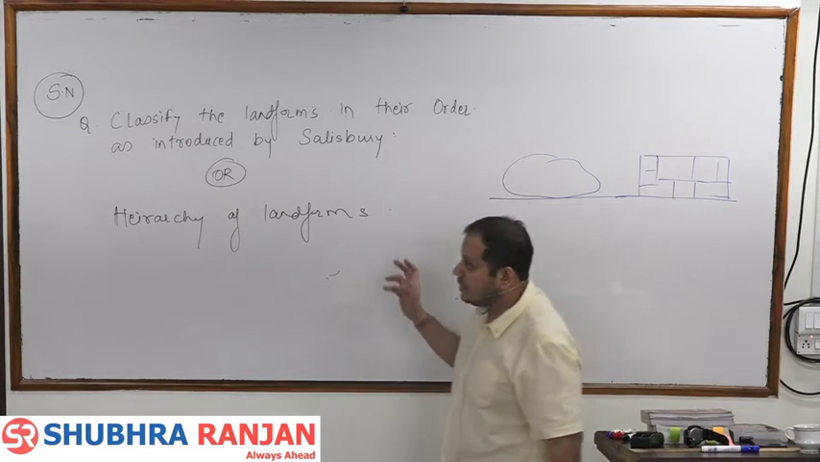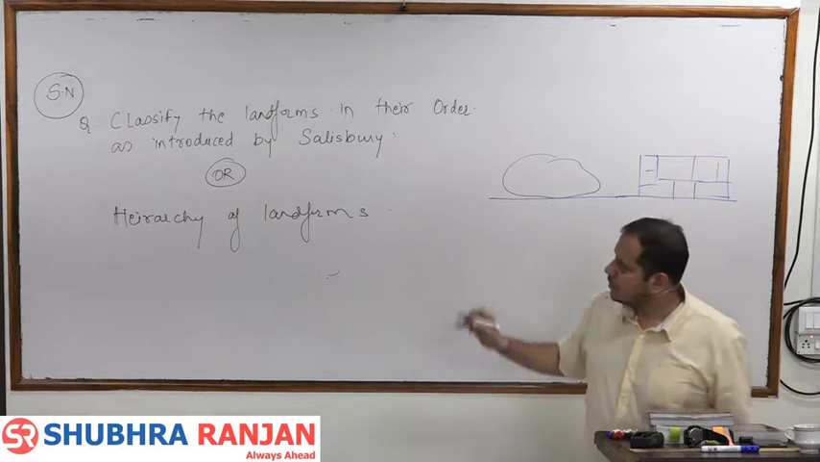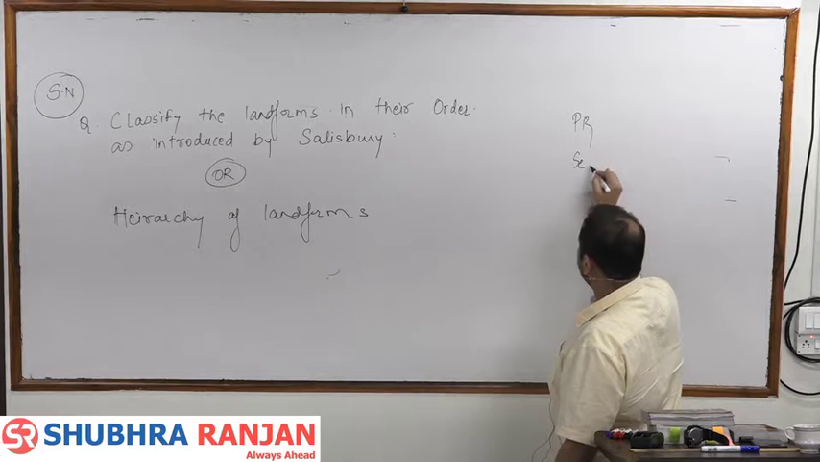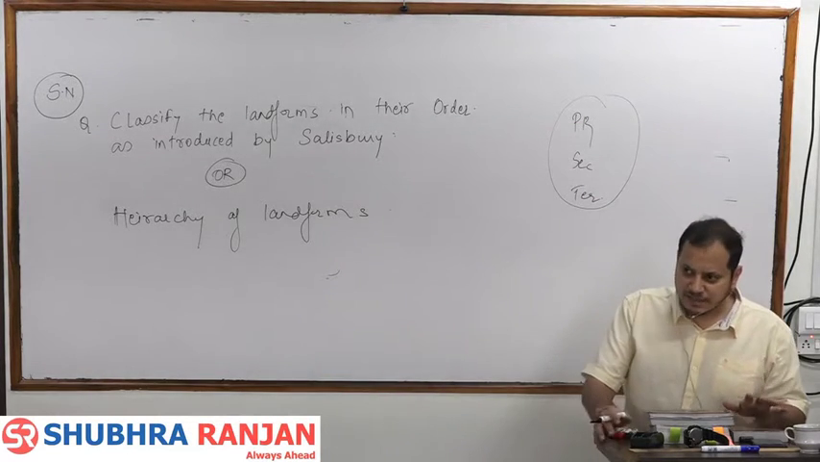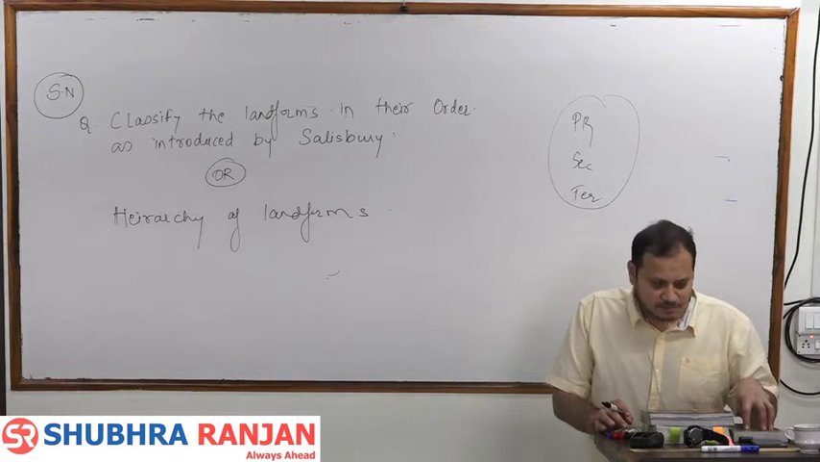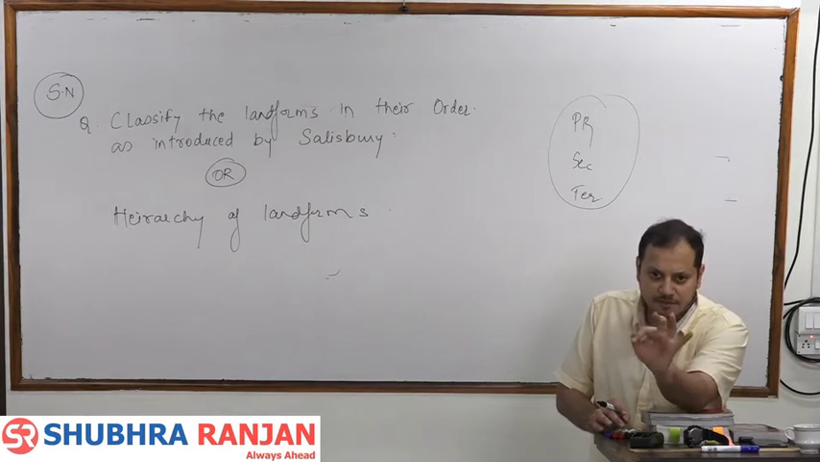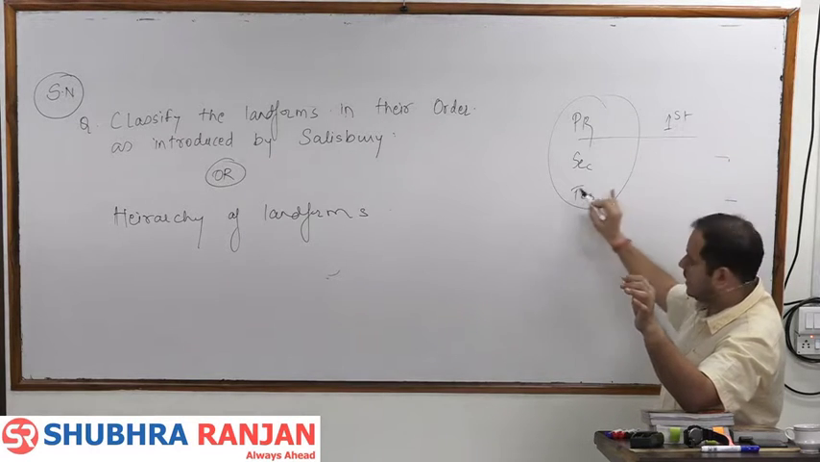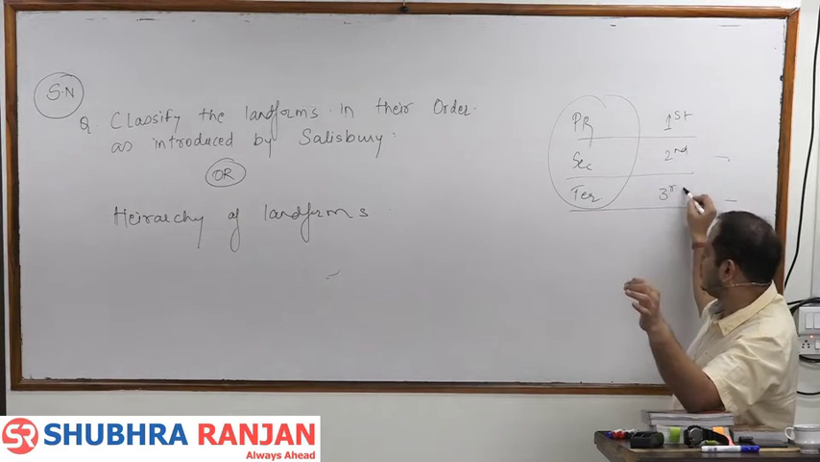Now, what do you mean by order of the landforms? What do you mean by hierarchy of the landforms? Hierarchy, what is there? Primary, secondary, and tertiary. For making geography a scientific subject, many people started simplifying geography, and one was Salisbury, who established the hierarchical order of the landform. Primary landform, he called the first order landform. Secondary landform means second order landform, and tertiary landform means third order landform.